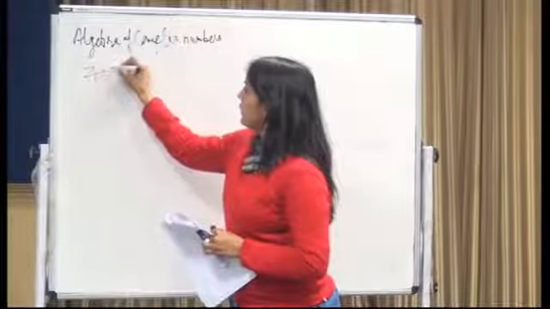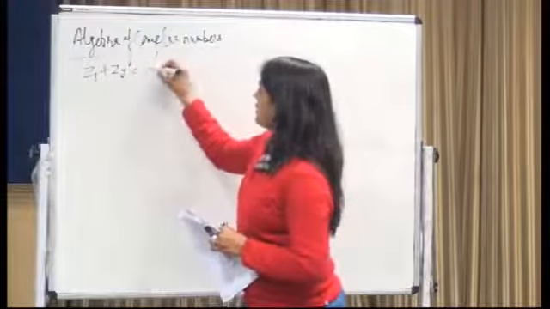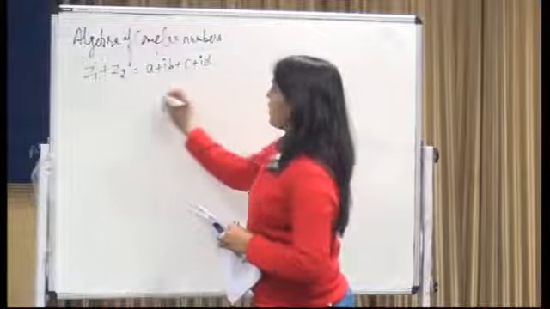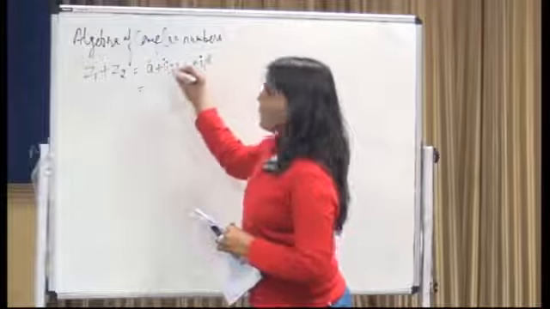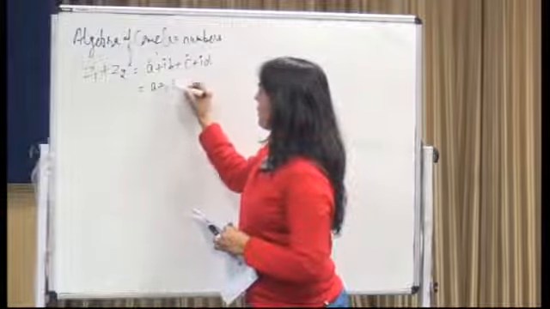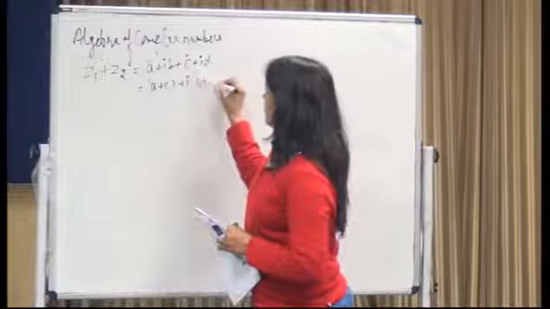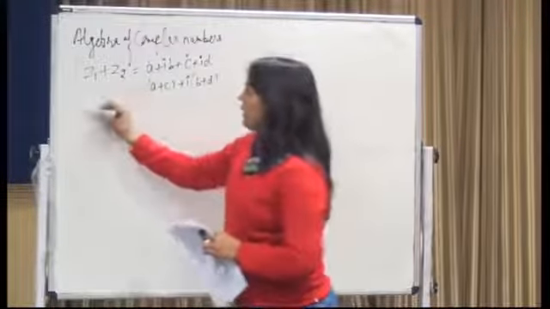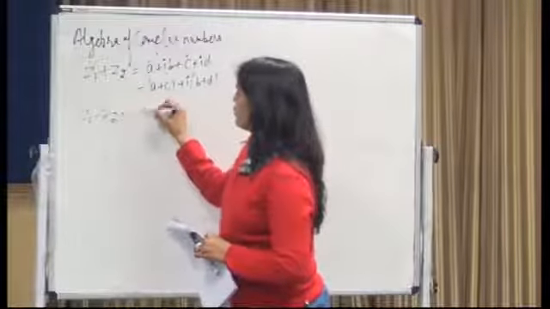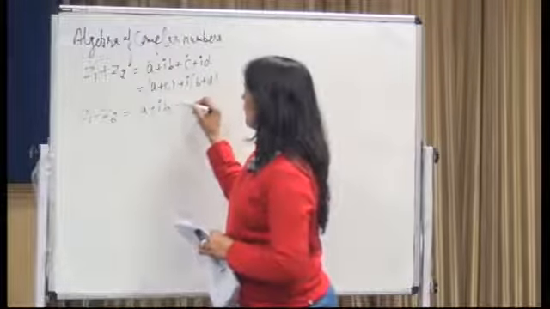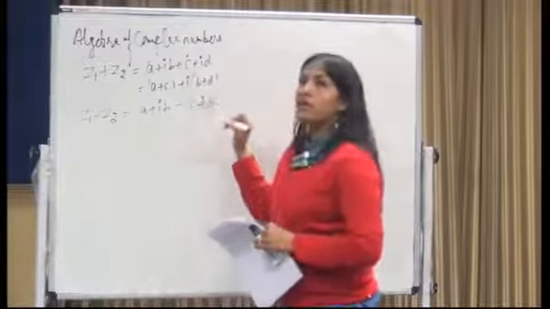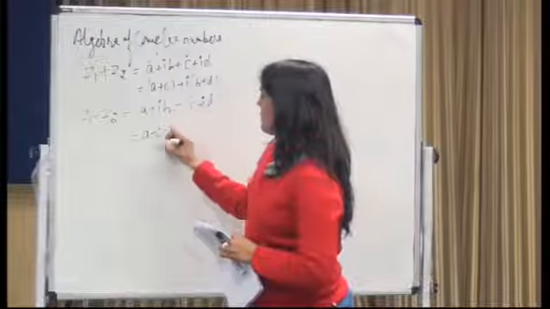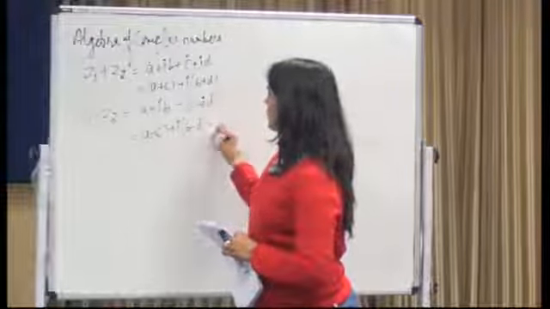So z1 plus z2, let z1 be a plus iota b, z2 be c plus iota d. How will you add? You will add the real part with the real part of the second number. So (a plus c) plus iota (b plus d). This is how you add. Real part separately and imaginary part separately. Now come to subtraction. The same way, real minus real, fine. So (a minus c) plus iota (b minus d), this is how you subtract.